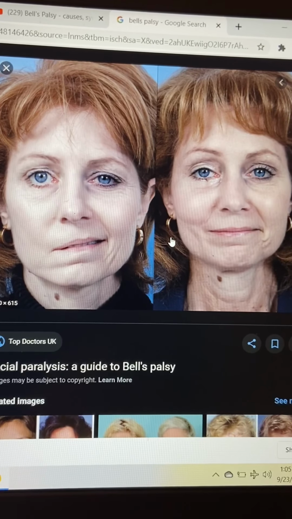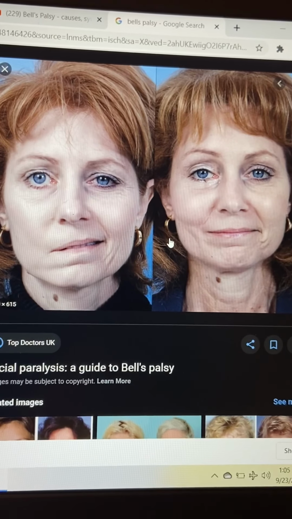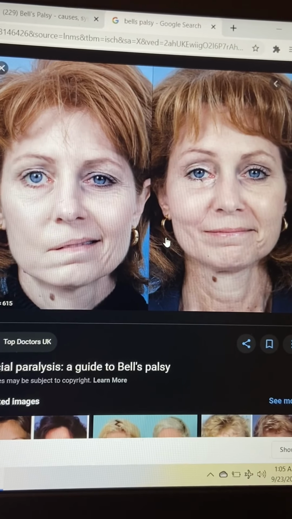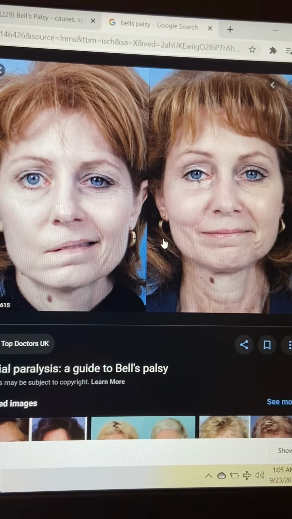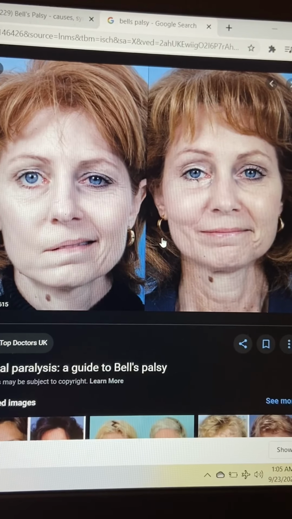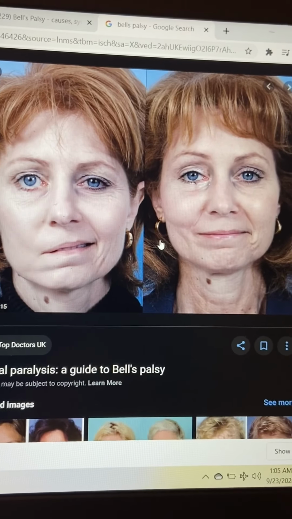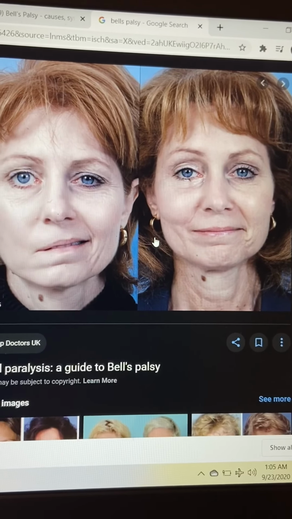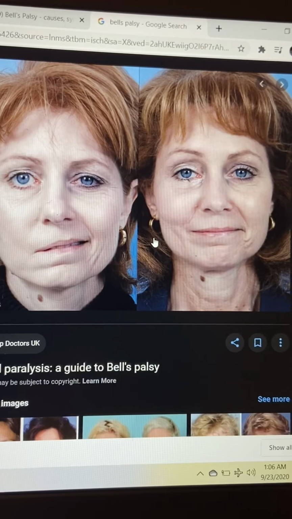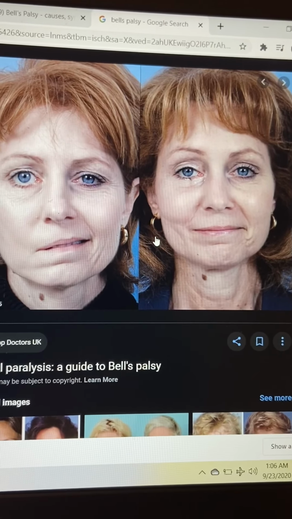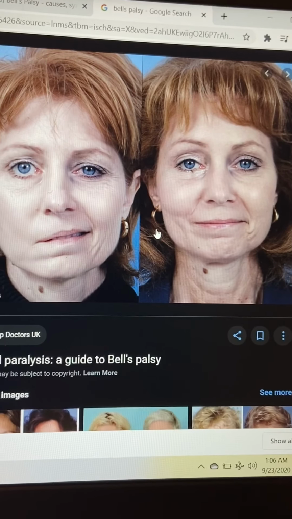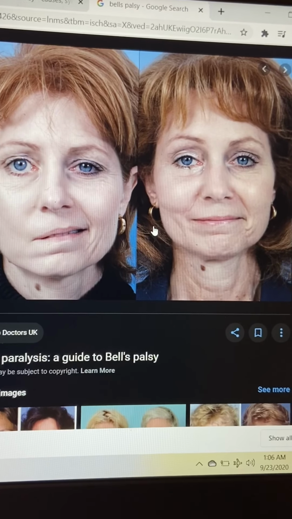So, Bell's palsy is defined as weakness or paralysis of the muscles of the face on one side. It's damage to the seventh cranial nerve, aka the facial nerve, that is idiopathic in its origin, aka unknown. So this will not be from a stroke, a tumor, or facial trauma or head trauma. This is in itself an unknown cause.